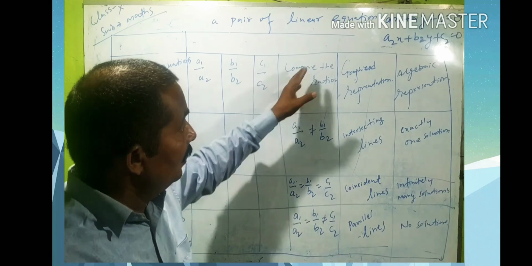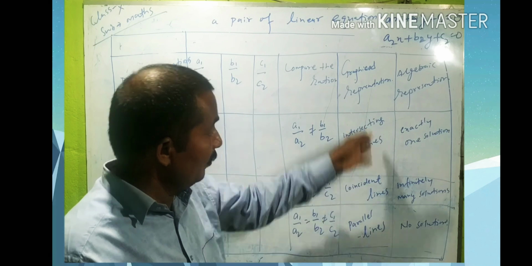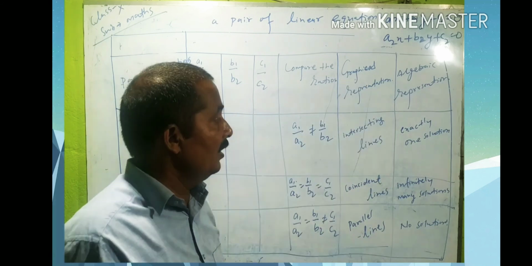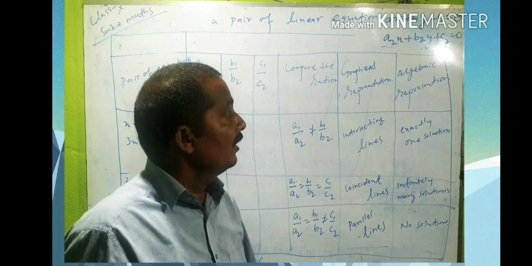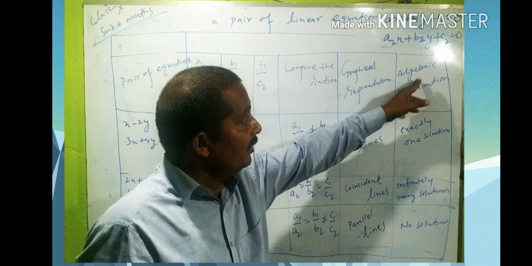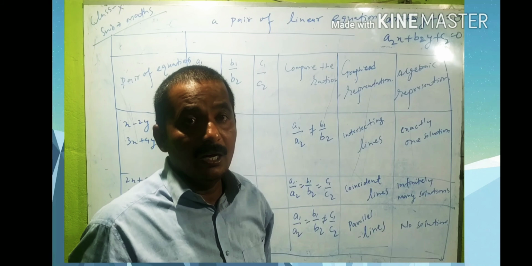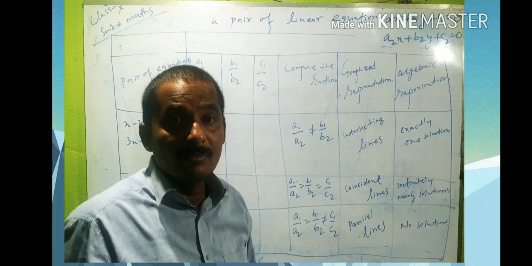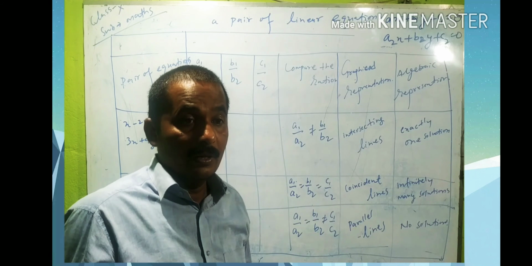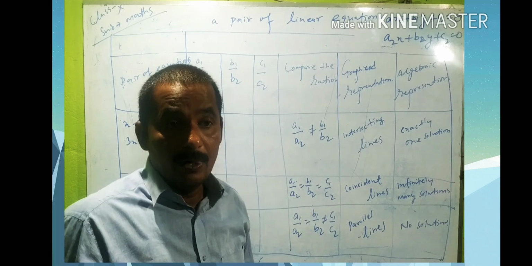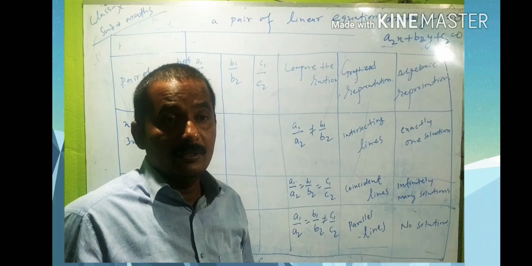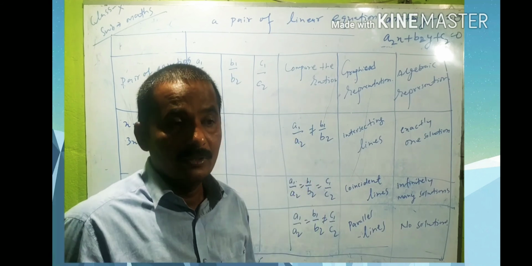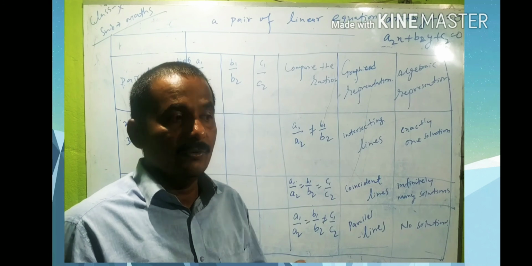And here in this column, in brief, there is a graphical representation. And last column here, algebraic representation. Graphical representation means, as I am telling right now, a straight line is really the graph for a linear equation in two variables.